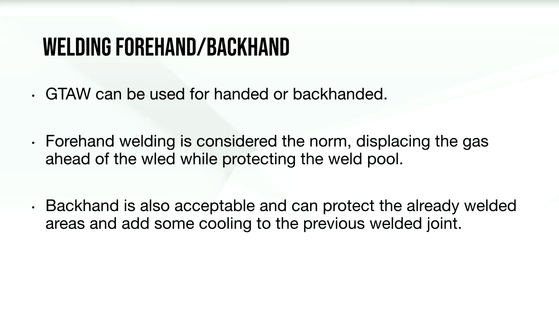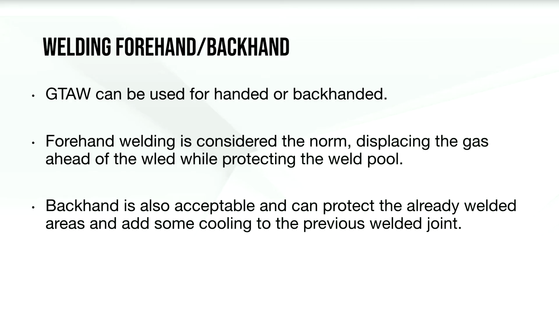For gas tungsten arc welding, you can weld forehanded or backhanded. Forehanded welding is considered the normal because you're displacing the gas ahead of the weld while protecting the weld pool. Backhanded welding is also used, and that's used primarily to protect the weld behind you as it cools and to add a cooling effect to the previously welded joint. So welding forehanded or backhanded is acceptable, depending on whatever circumstance you're looking for and whatever you need.